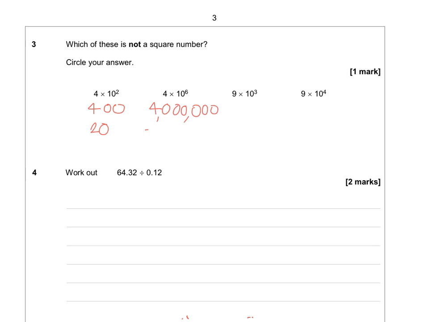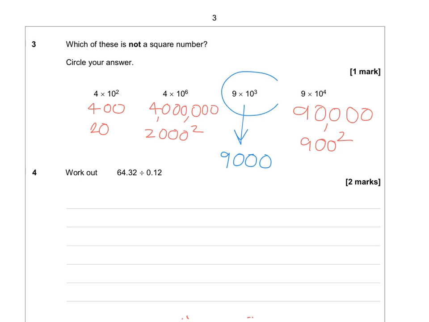which is 2,000 squared. 9 multiplied by 10 to the 4 is 90,000, which is 900 squared, and the odd one out is 9 multiplied by 10 cubed, which is 9,000, which is not a square number.